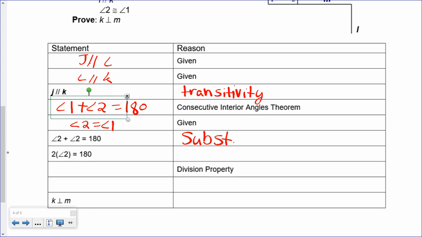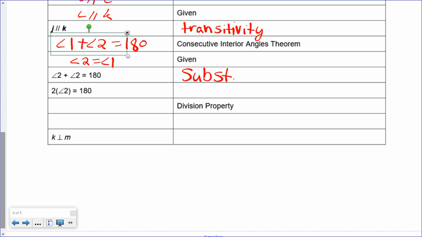If you guys look back at the picture, we're trying to prove K is perpendicular to M. Would angle 1 help you figure that out? No. So always make sure you're glancing back at the proof to understand which angles are relevant to you when you have too much information going on. So I'm going to focus on angle 2.